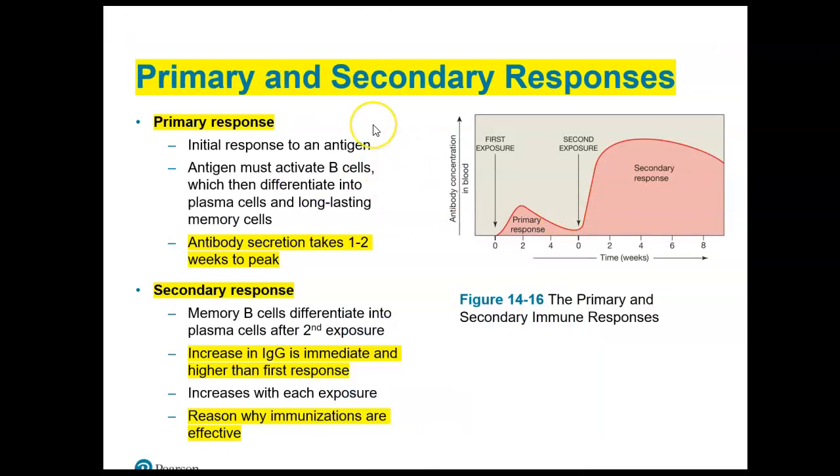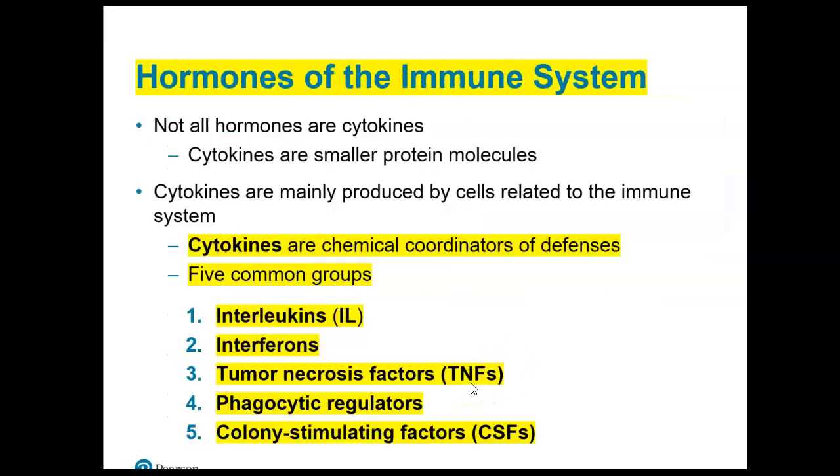Now, primary and secondary responses of the immune system. The primary response is the first response to the antigen, and during the primary response, it takes 1 to 2 weeks for the antibody levels to peak. But in the secondary response, the increase in IgG, immunoglobulin G, is immediate and higher than the first response, and it takes a lot less time, much less than 2 weeks, for the levels of antibody to peak. So this is why immunizations are effective, because vaccines trigger a secondary response when you are exposed to that antigen, so hopefully you never get sick from it.